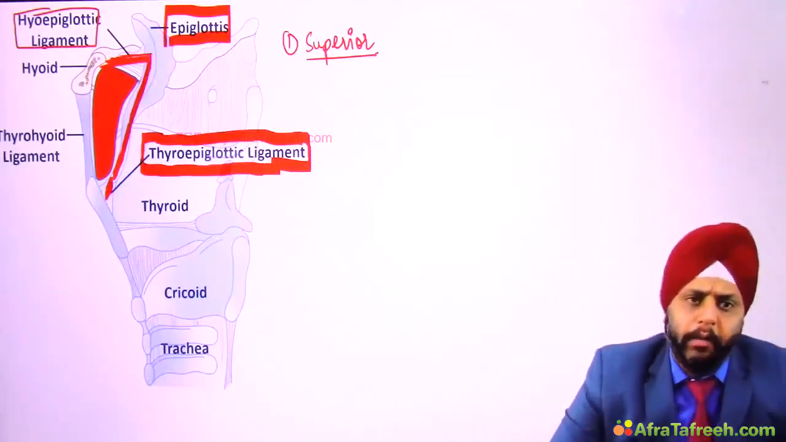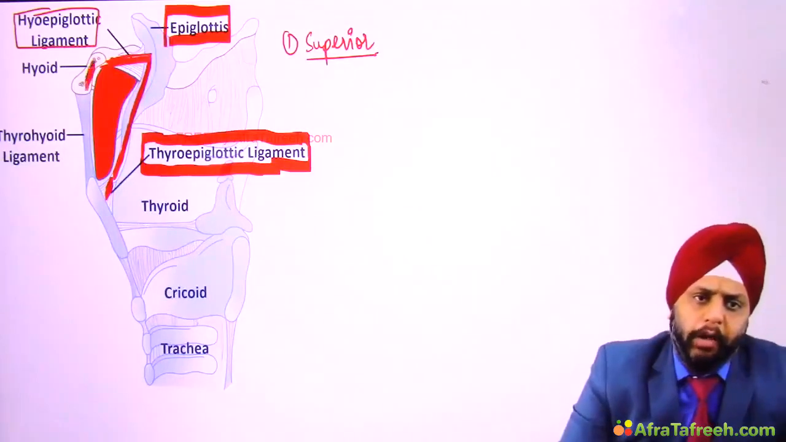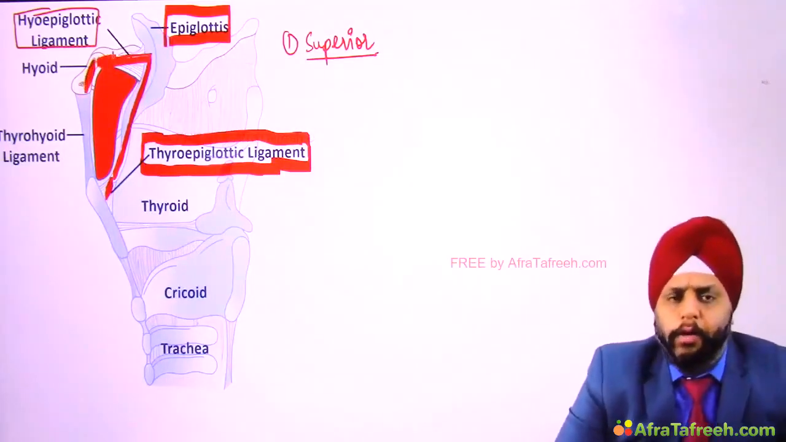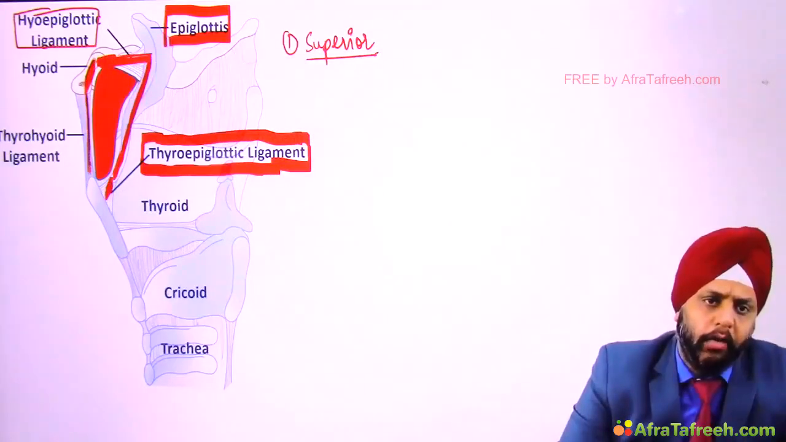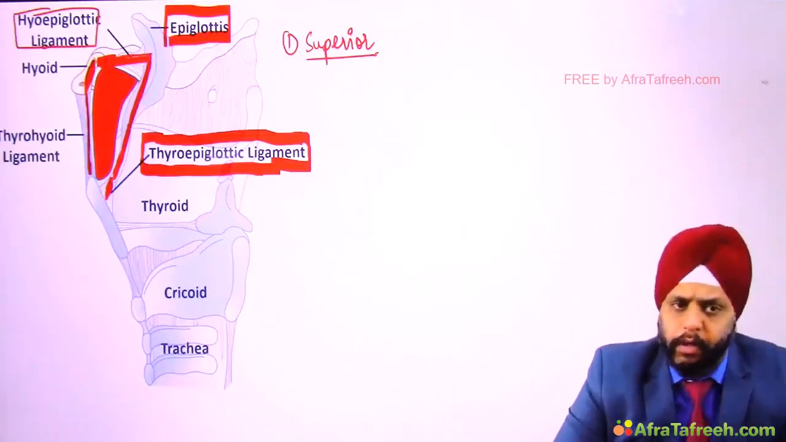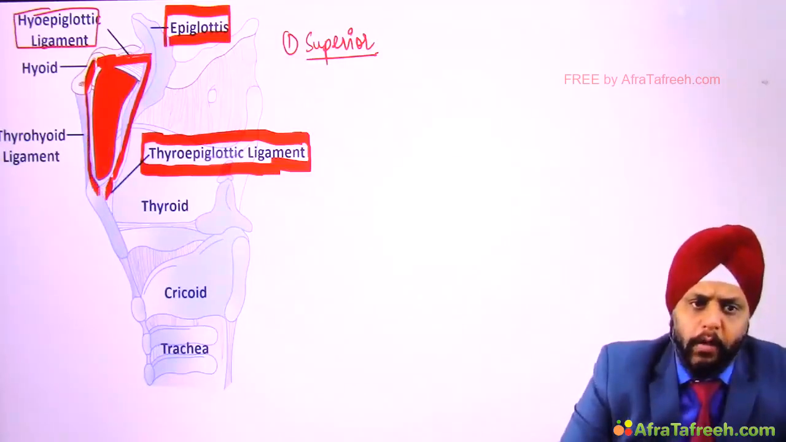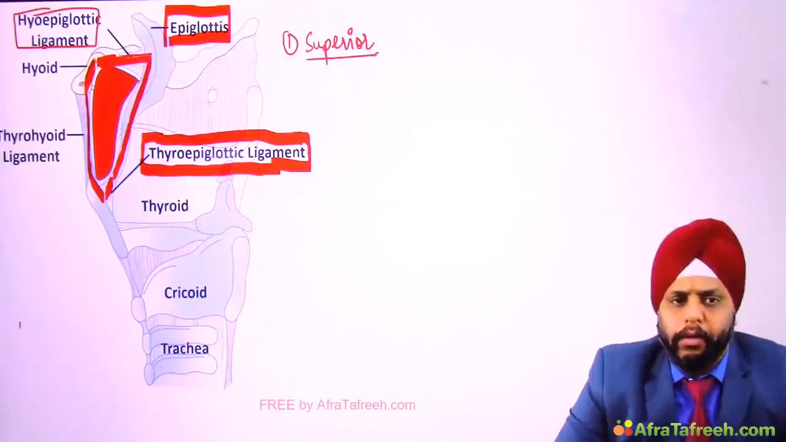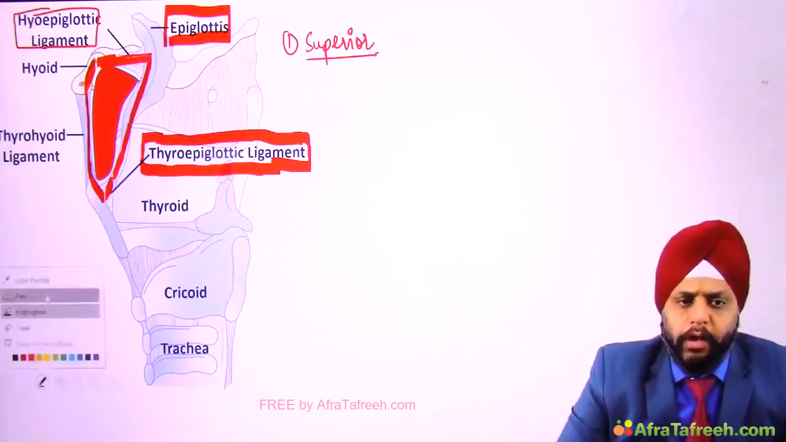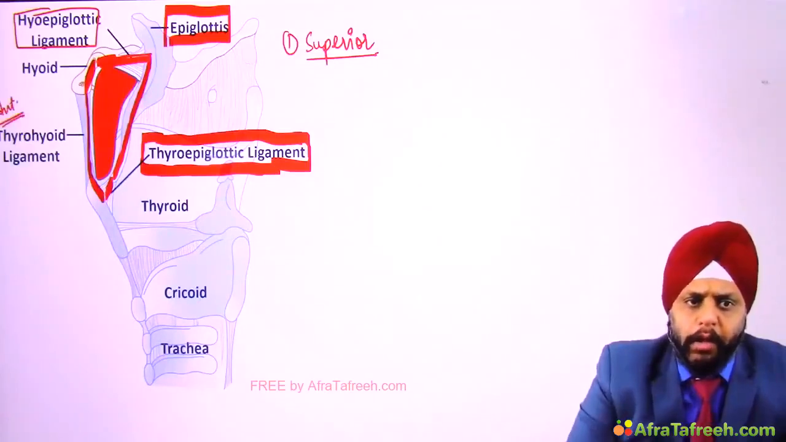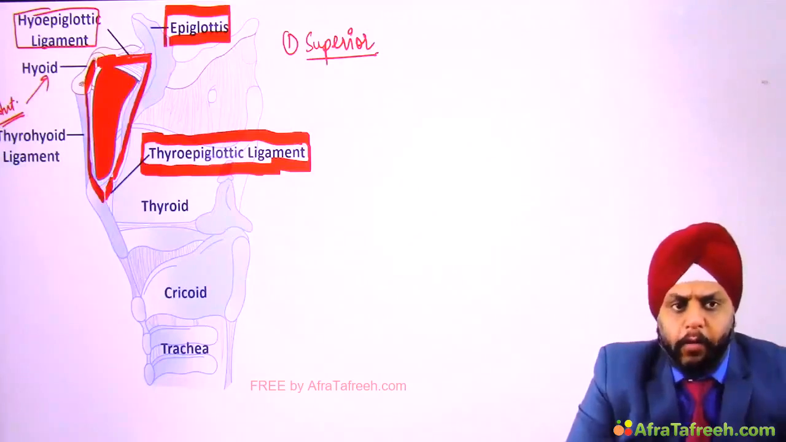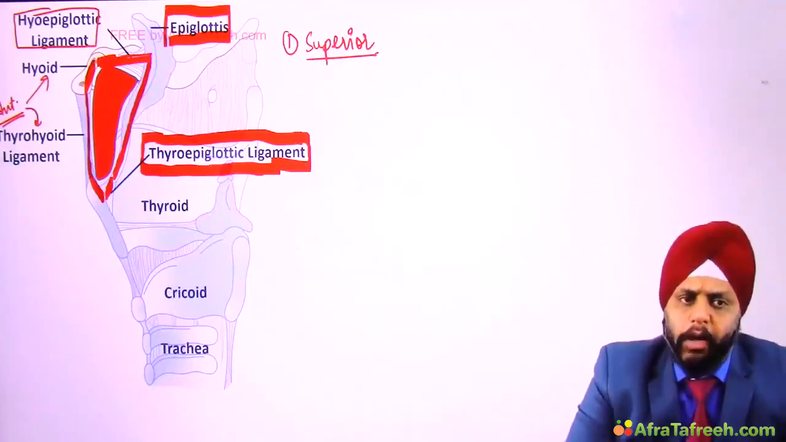What about the anterior boundary? So, now in the anterior boundary, you can see that there is a body of hyoid bone. Right? So, number one, we have the body. Number two, you can see that there is thyrohyoid ligament. Okay. And number three, there is a small part of thyroid cartilage. Okay. So, three structures you can see over here, they form the anterior boundary. What are the three structures? Number one, the hyoid bone, the body of hyoid bone. Number two, the thyrohyoid ligament.